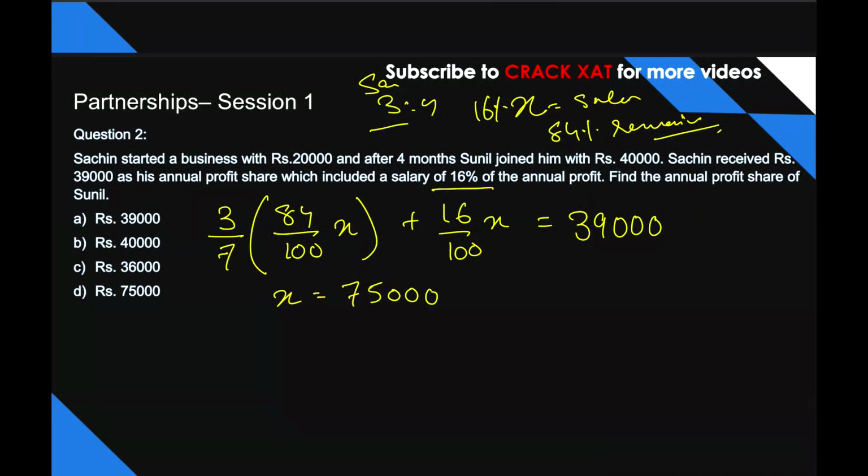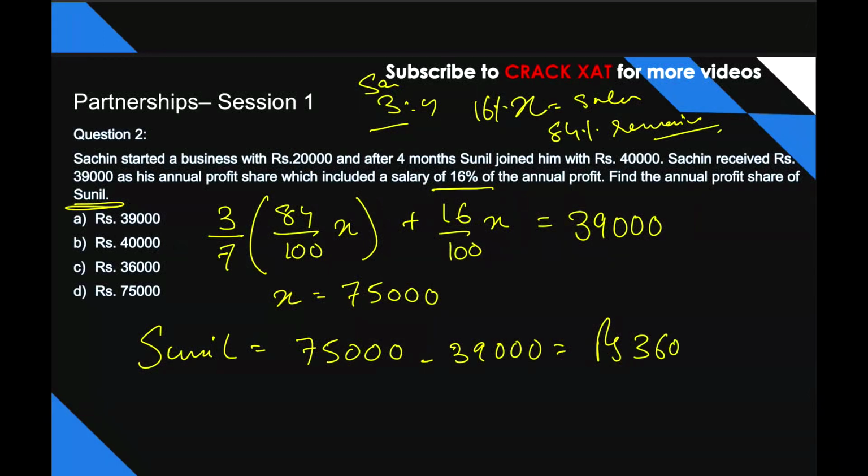But the question is not about that. The question is about the profit share of Sunil. So it's very easy to calculate. Instead of going for 4 by 7, you can simply subtract the value of Sachin's profit from the total profit, and that would give you rupees 36,000, which is option C. So that's the answer for this question.